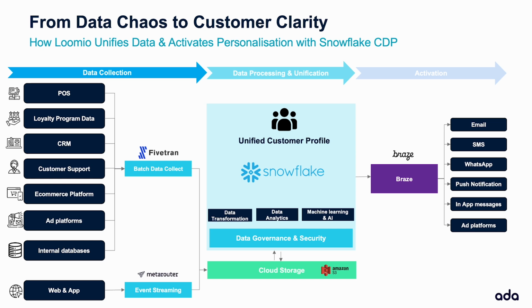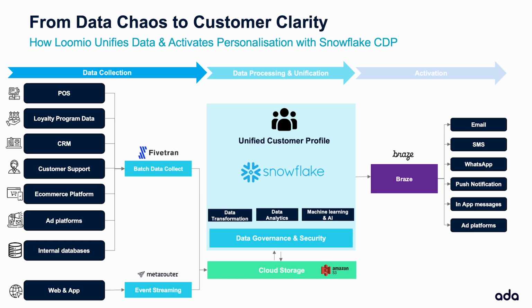So how do we do it? We place Snowflake at the center of the architecture and use it as a data warehouse, allowing us to ingest all kinds of data, both batch and real-time, through ADA partners like Fivetran and MetaRotor. Once the data is inside Snowflake, we can clean it, transform it, and create hundreds of attributes for each customer. After building these single customer profiles in Snowflake, there are three key options available.